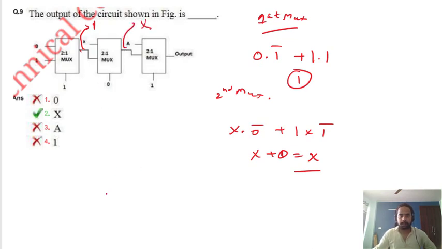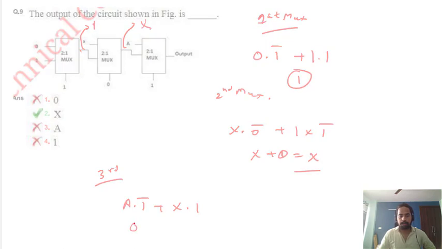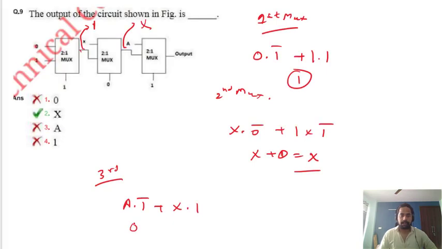Now for the third mux, the output will be a into 1 bar plus x into 1. So a into 1 bar is 0 plus x into 1 is x. So this will be x. Output you are getting from the third mux is x. So option second will be the correct answer.